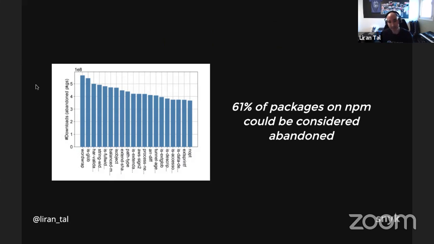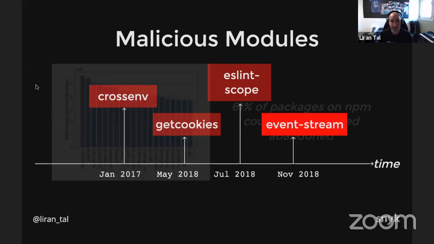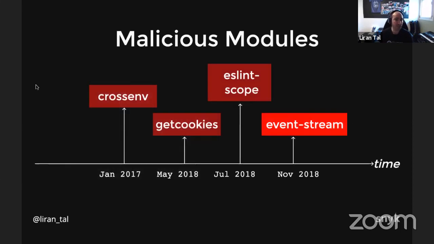So how about the fact that one of those security research papers mentioned earlier found 61% of all packages on NPM could be considered abandoned, and they defined an abandoned package as one that did not receive any new version published in the previous 12 months. Now, you might counter-argue that maybe it's a very mature package and not many updates are necessary, except we're aware that event-stream happened.